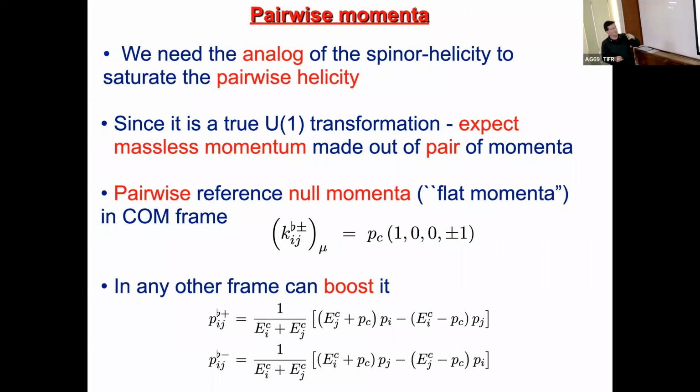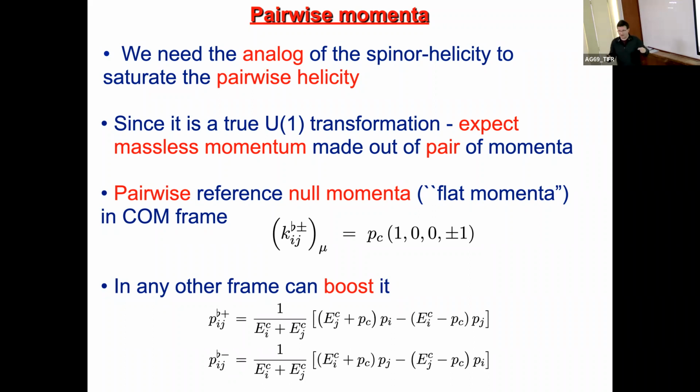So that's what we did. We went ahead and constructed the analogs of these spinor-helicity variables for the pairwise helicity. We call these the pairwise spinor-helicity variables. Now, since these are some U(1) transformations, we expect them to correspond to some sort of a massless momentum, yes? But none of the particles are massless here.